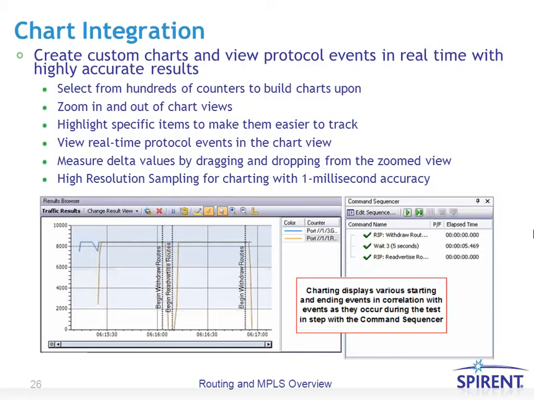You can chart certain statistics such as the receive rate on a port or even a specific stream associated with a specific VPN, and then integrated with the command sequencer you can set up a withdrawal event, for example. In this case it's looking at a RIP withdrawal event, and then when that event occurs the chart is actually delineated with it so you can see its effect on the item that you happen to be charting at the time. So the charts provide cause and effect sort of view, and also allow functionality for customizing, zooming in on events, measuring time events, all in real time.